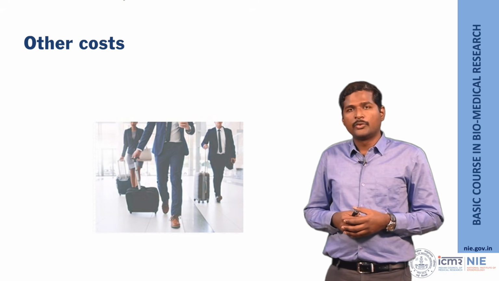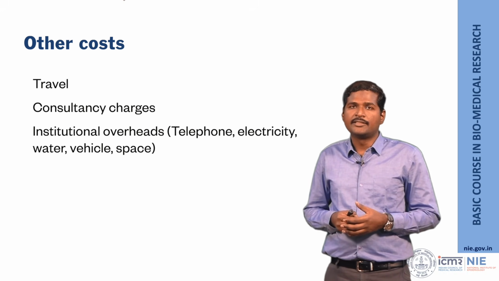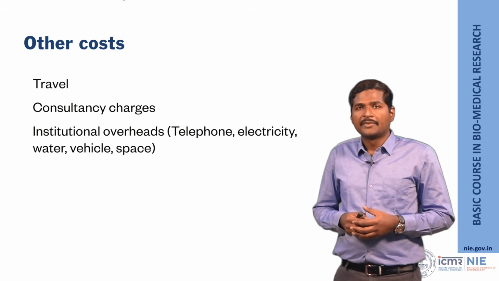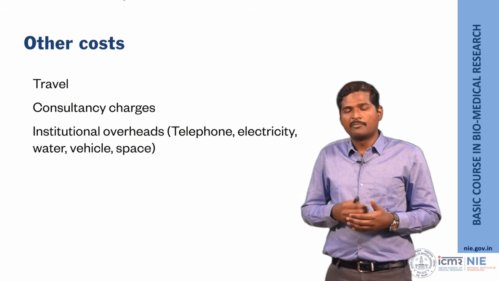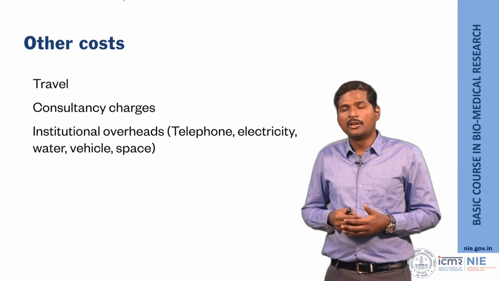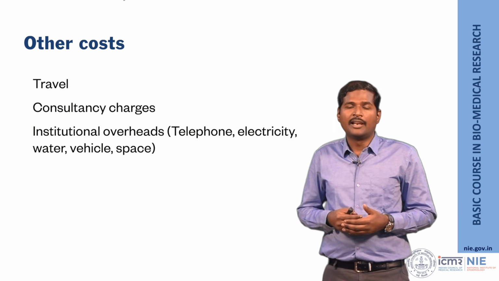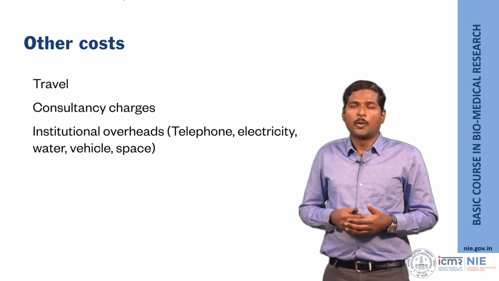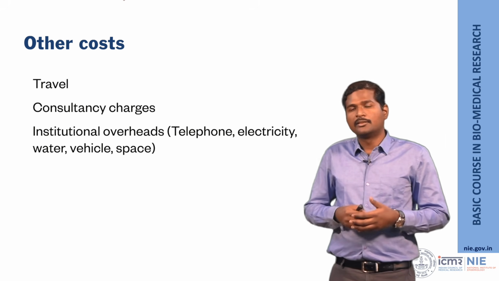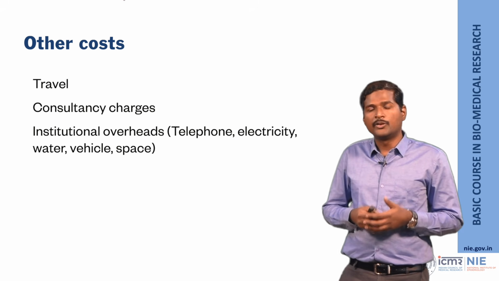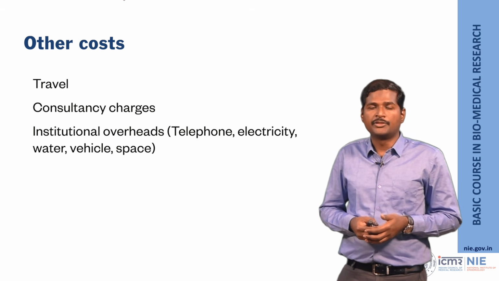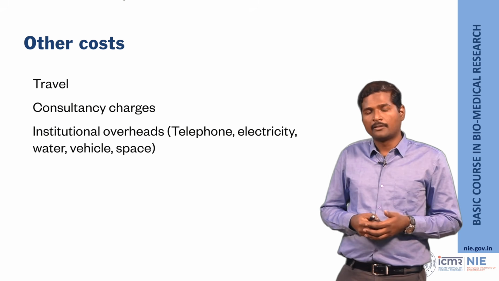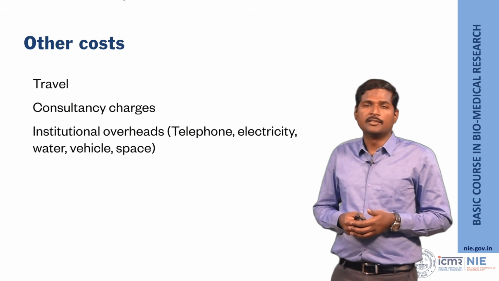Under other costs, you can include travel costs, consultancy charges, and institutional overheads. Institutional overheads are nothing but a certain amount of money which is given to the institution for providing services to you like space, electricity, telephone, water, vehicle. So these are the privileges or the facilities that you enjoy as being part of that institution. So institutions will require a certain amount of money for them to provide this particular service.